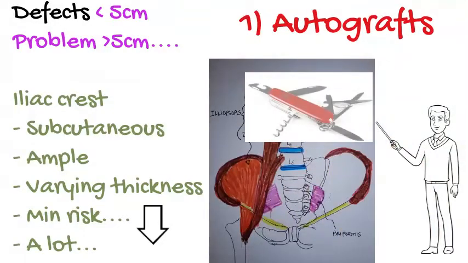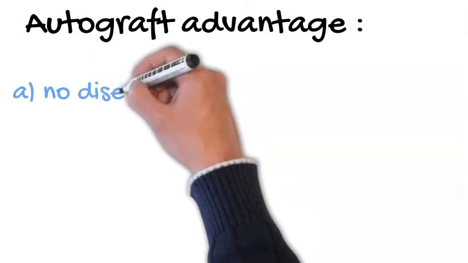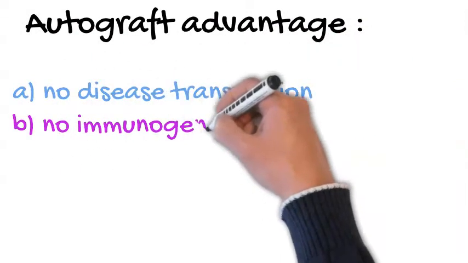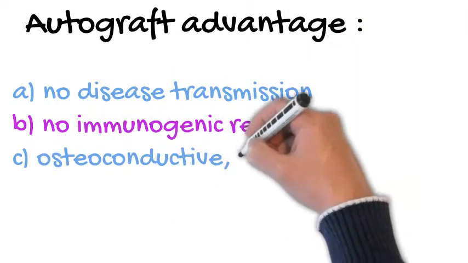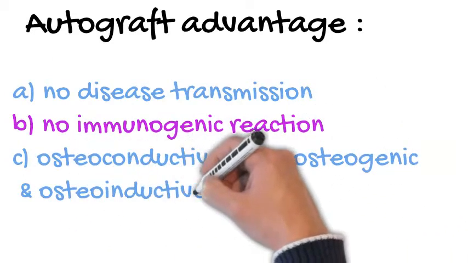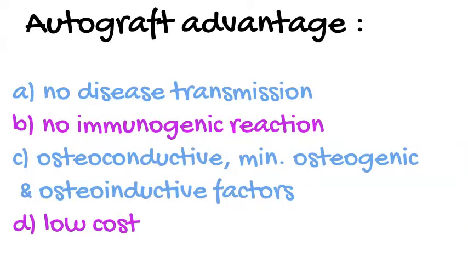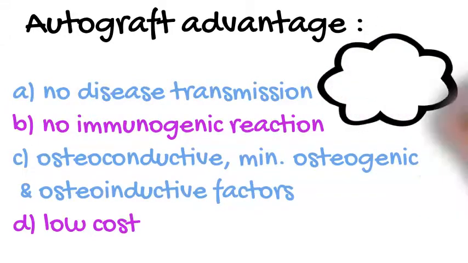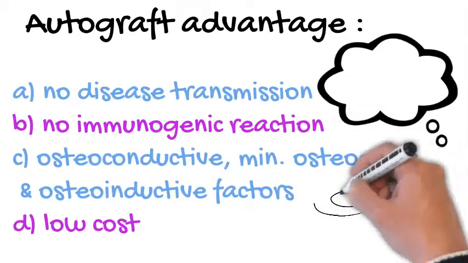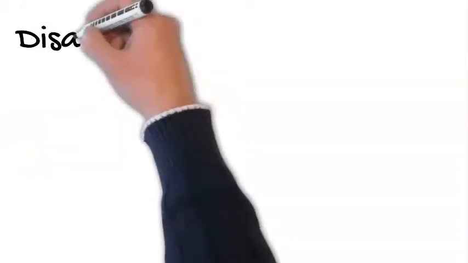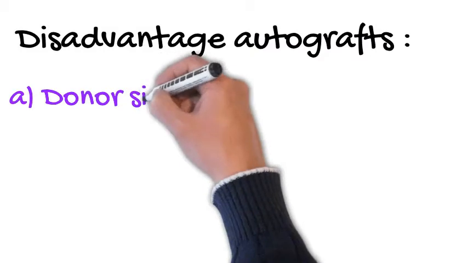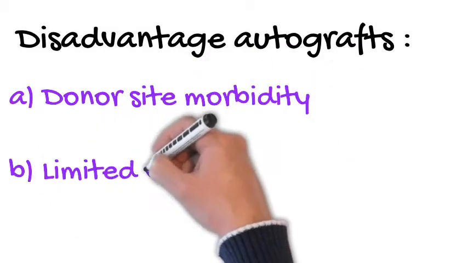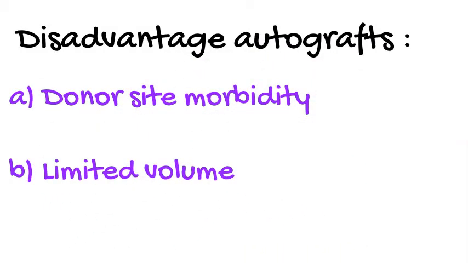So autograft advantage is that A. There is no disease transmission, same patient only from one body site to another. B. No immunogenic reaction. C. Osteoconductive, with osteogenic and osteoinductive factors. D. Low cost involved. Disadvantage of autograft is that it has donor site morbidity, whereby it can present with persistent pain or infection, or limited volume compared to allograft.